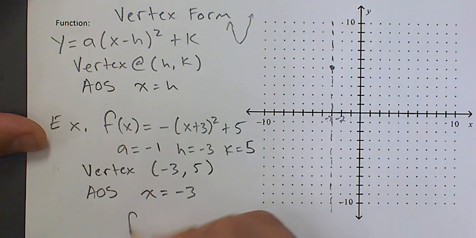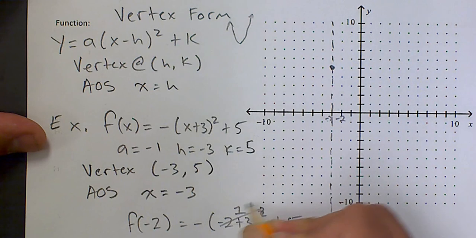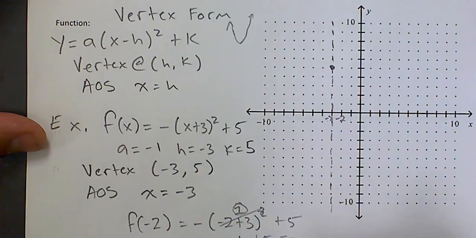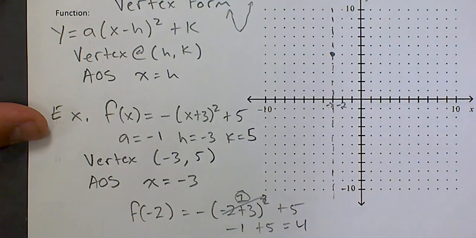Let's substitute negative 2 into our function f of x. f of negative 2 is equal to negative 2 plus 3 squared plus 5. Negative 2 plus 3 is 1. 1 squared is also 1. Negative 1 plus 5, and I'm off the chart. Negative 1 plus 5 is 4. That means the point (-2, 4) lies on our graph.